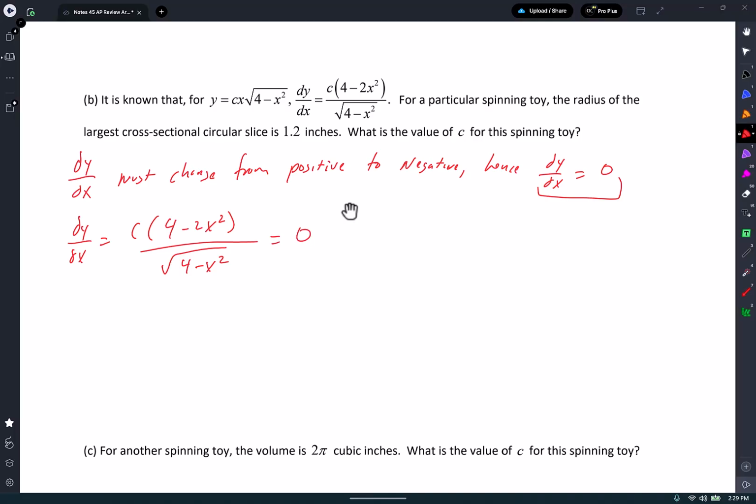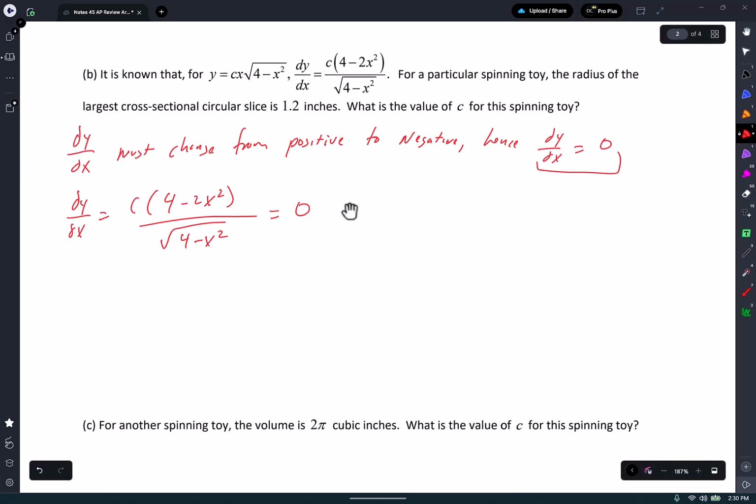Well, the only way to get 0, we don't even care about the denominator. The only way to get 0 is if I have 0 in the numerator divided by whatever number. I don't care about that 2. I'm not even looking at 2. So all I'm going to do is set this expression, 4 minus 2x squared, to 0. Does that make sense? So then I go 4 minus 2x squared equals 0.